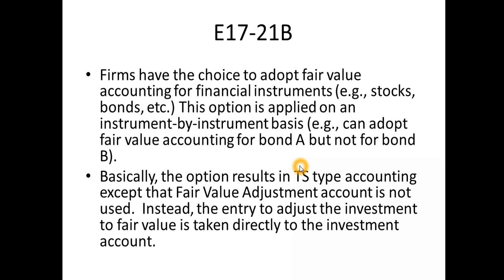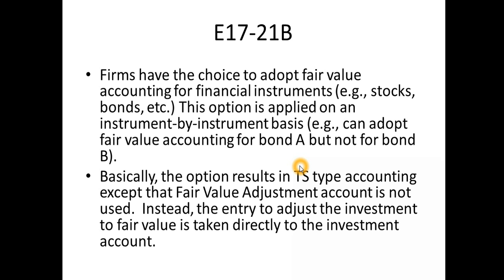Again, firms can elect to report financial instruments on their balance sheet at fair market value and run the unrealized gains or losses resulting from the change in those financial instruments through net income. This option is applied on an instrument by instrument basis. So what does this all mean?